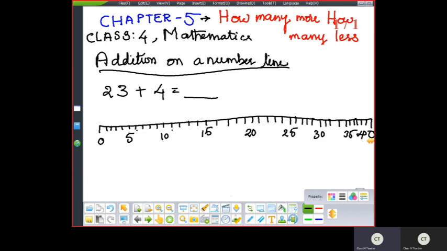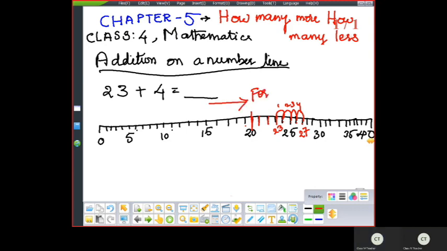Okay, so let me start. There is 23. If you go on, 20 is this one, 21, 22, 23. So I'll start drawing the jumps from 23. 23 plus 4. 1, 2, 3, 4. Where did I stop? So this is 23, 24, 25, 26, 27. What is the number I got here? 27. So 23 plus 4 means where am I going?